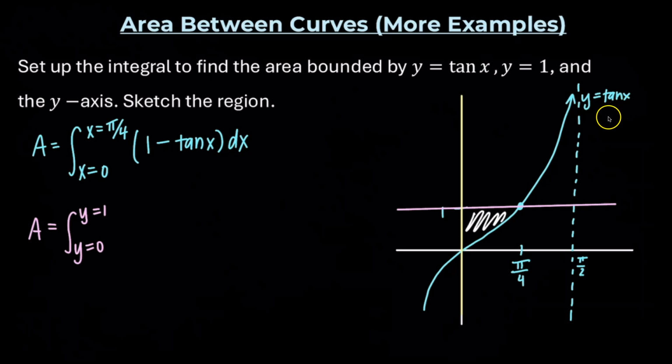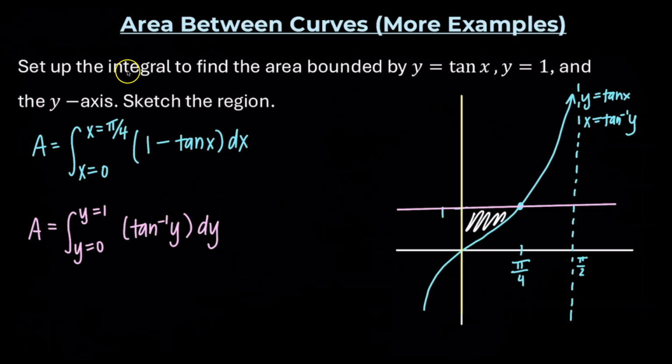It's a function of x. So we'd have to rewrite it to be a function of y. Well, what happens is it just becomes x equals tan inverse of y. So then when we do right minus left, we're going to have tan inverse of y minus 0, which is just tan inverse of y dy.